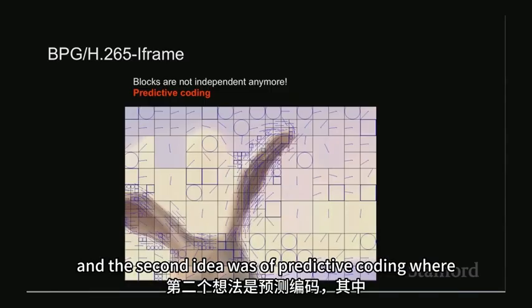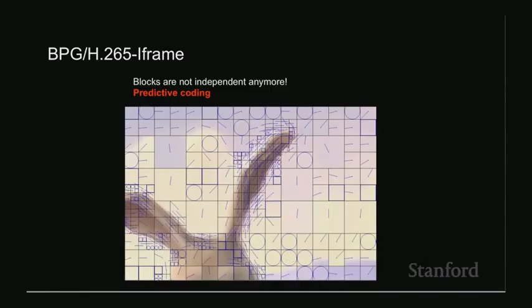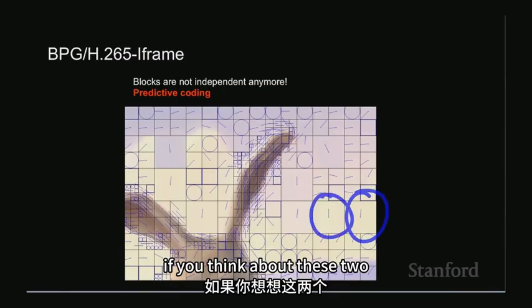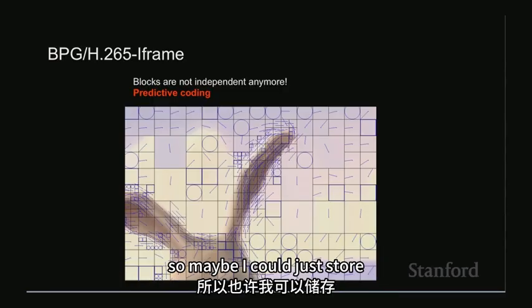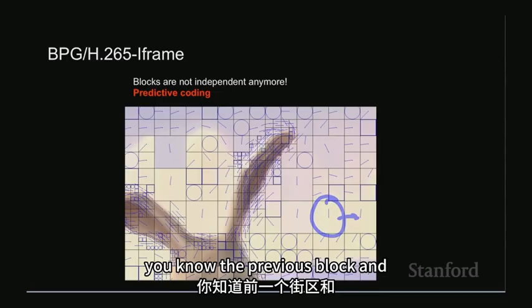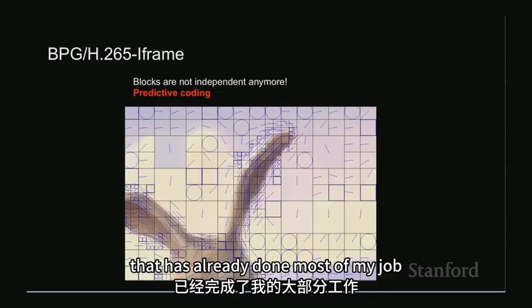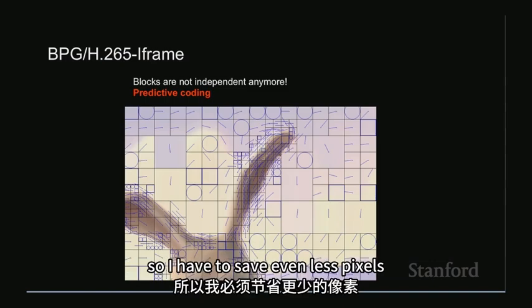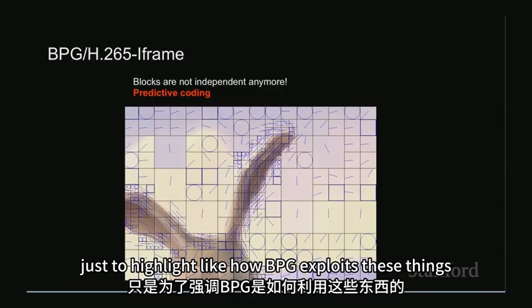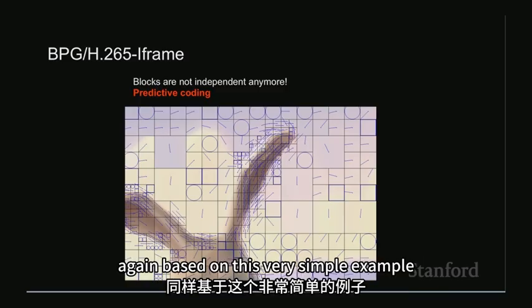And the second idea was of predictive coding, where if you think about these two blocks, they are almost the same. So maybe I could just store the previous block, and that has already done most of my job, even in terms of transform coefficients. So I have to save even less pixels. Just to highlight how BPG exploits these things, again, based on this very simple example.